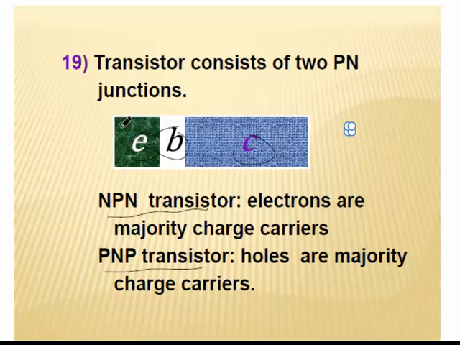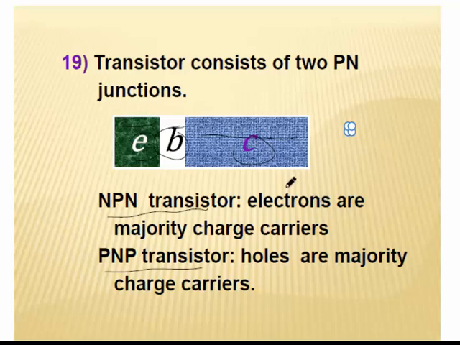About the size, the emitter is moderate in size, the base is least in size, and the collector is highest in size. That's why here you can see the base is the controller.